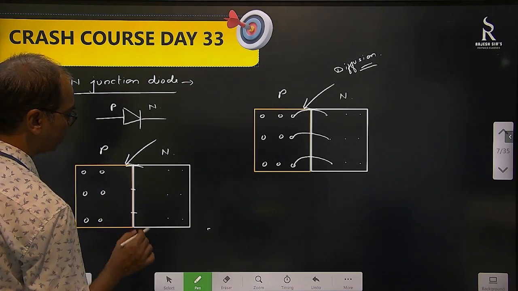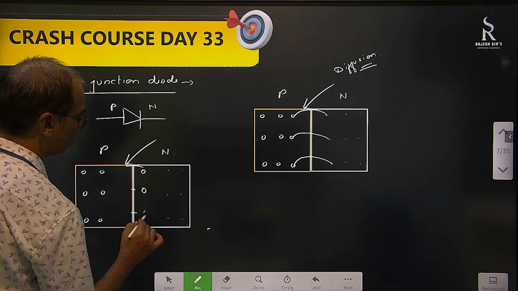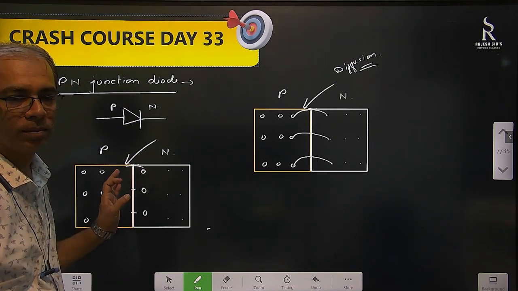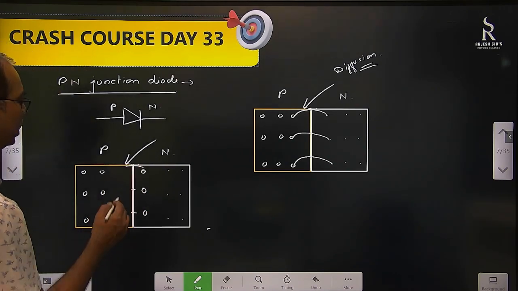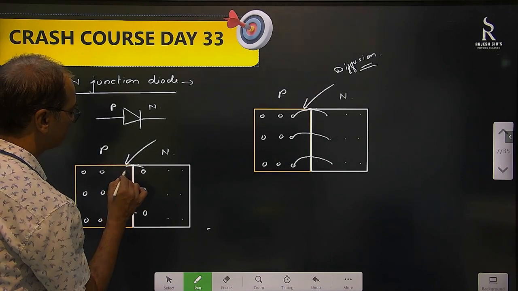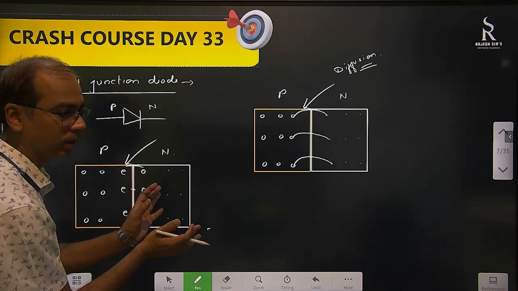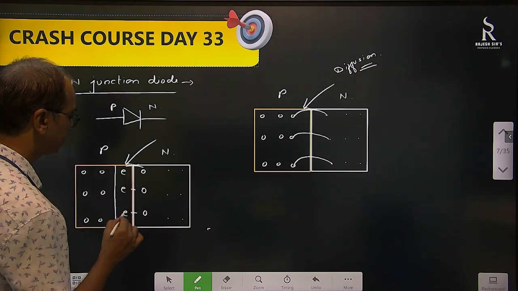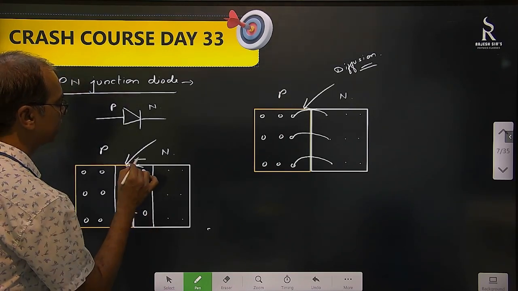So near the junction, what happens? Here you can see holes. From where these holes are, we are trying to show that because electrons moved this side, here holes are created, and here electrons are there. So because of this, this became positive and this became negative. Inside here, there will be an electric field like this.